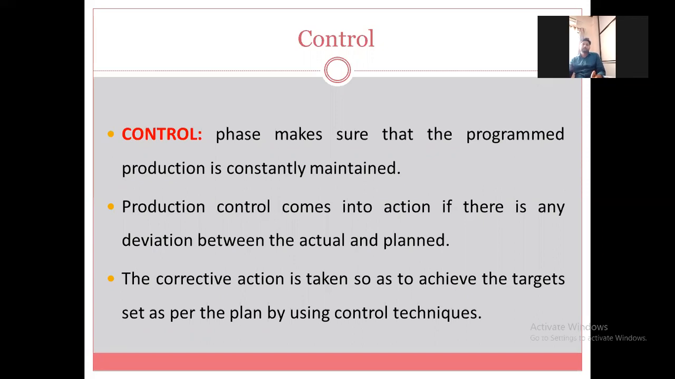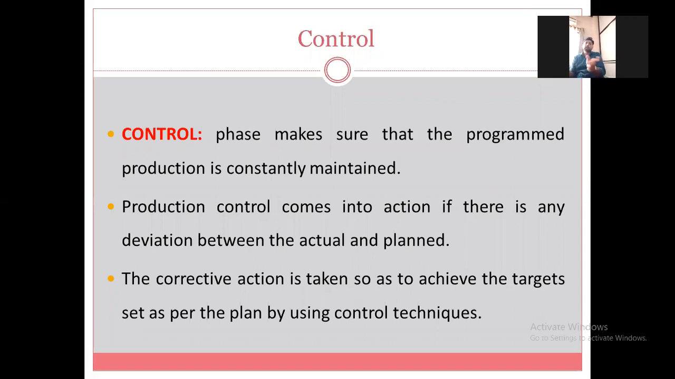In a similar fashion, in a production system or in any industry, you have decided some plan, that within 1 month I will produce this much goods. Within 1 month I have to tackle this demand. Within 1 month I have to satisfy this particular customer. So this is your plan on paper, but in actual it is happening differently.